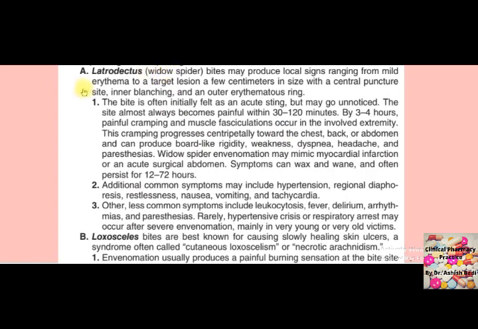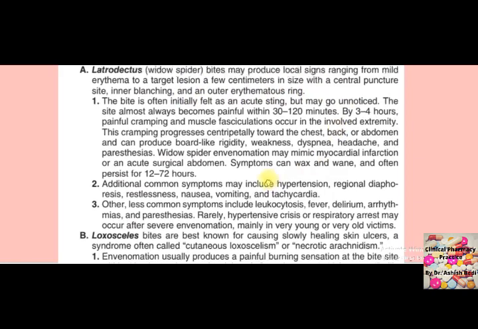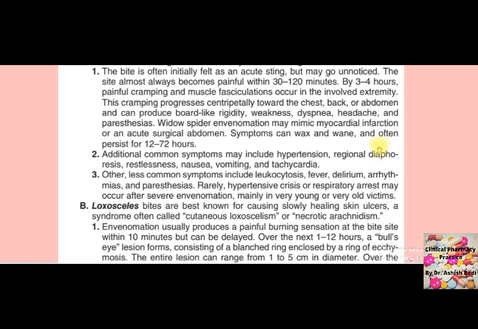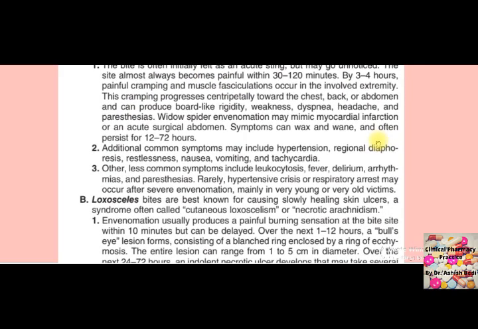For black widow spider or Latrodectus, we can see local signs, that is mild erythema, like mild redness, and central blanching also, with an outer erythematous ring. The bite is often initially felt as an acute sting, but may go unnoticed. The site almost always becomes painful within 30 to 120 minutes.